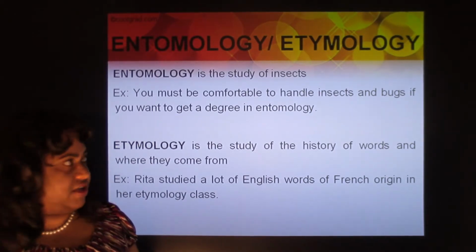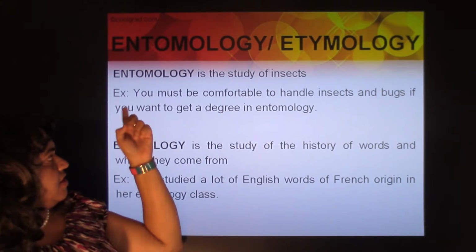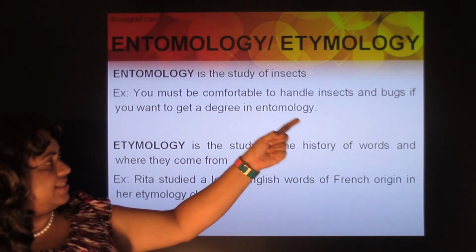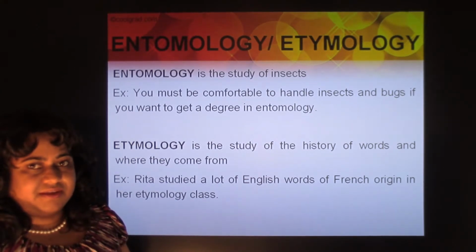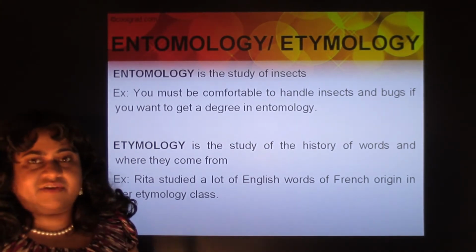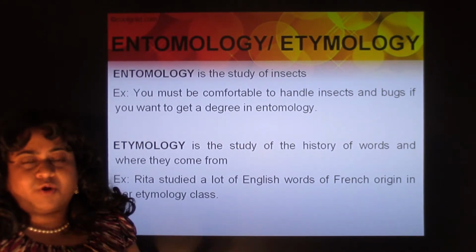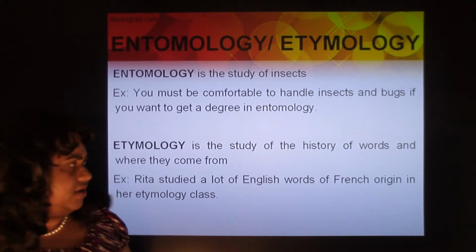Entomology and etymology. Entomology is the study of insects. You must be comfortable to handle insects and bugs if you want to get a degree in entomology. So entomology is all about bugs and insects. How they live, how they reproduce, what they eat, how they can be used. It's all about insects. Entomology.